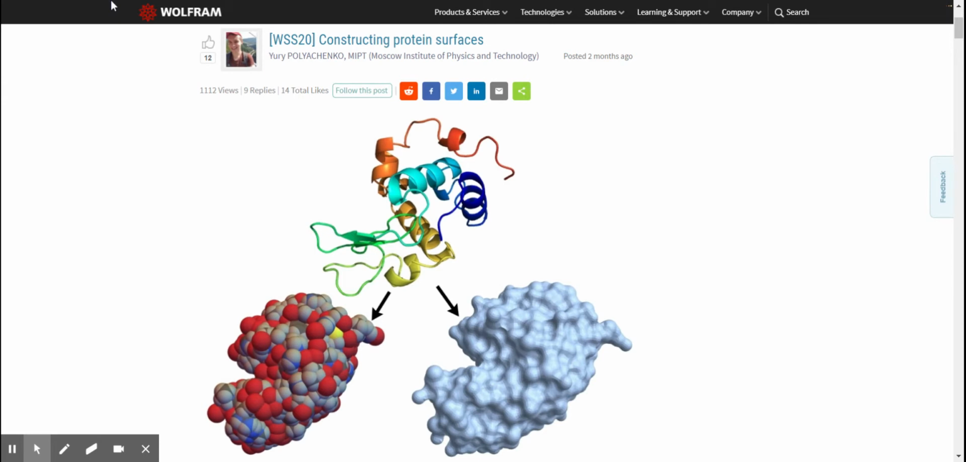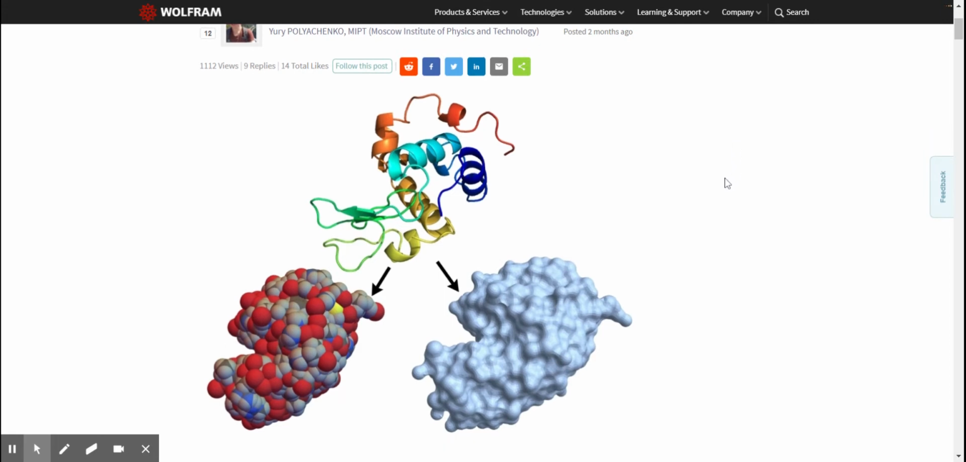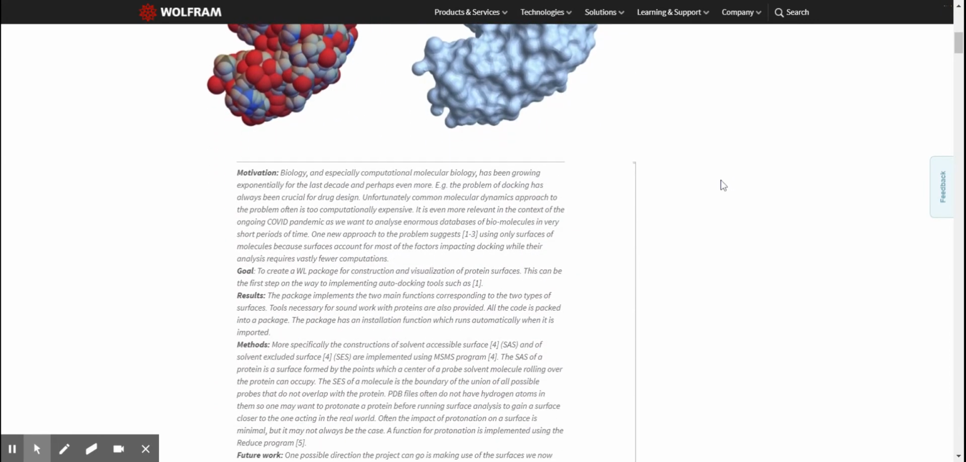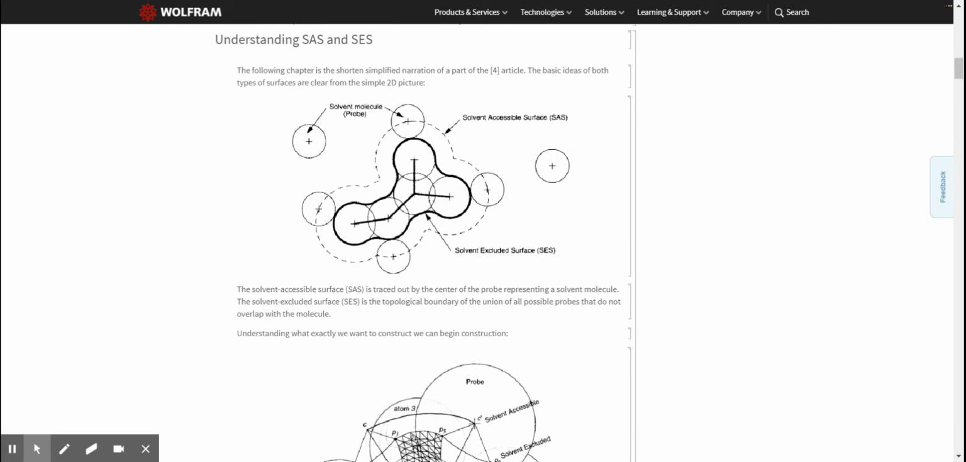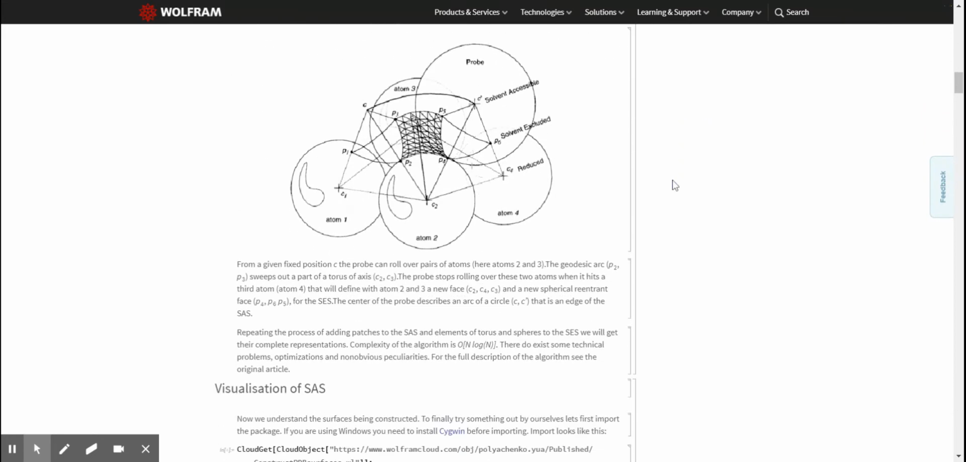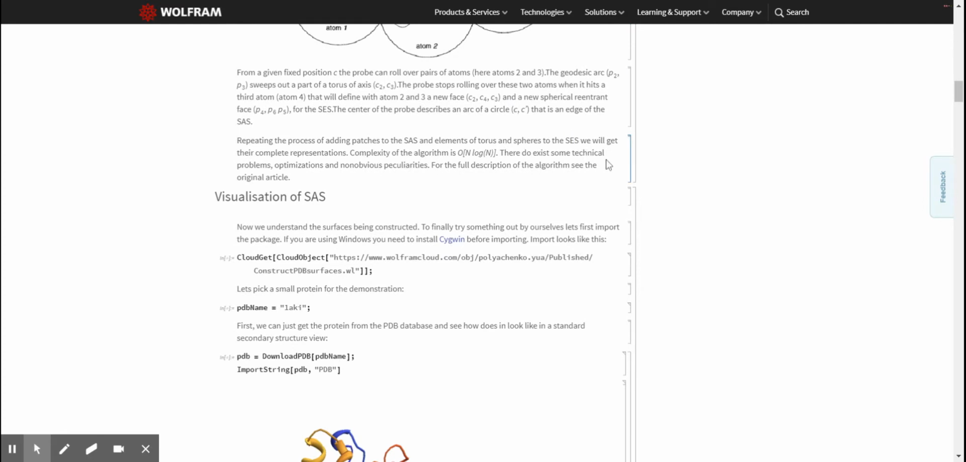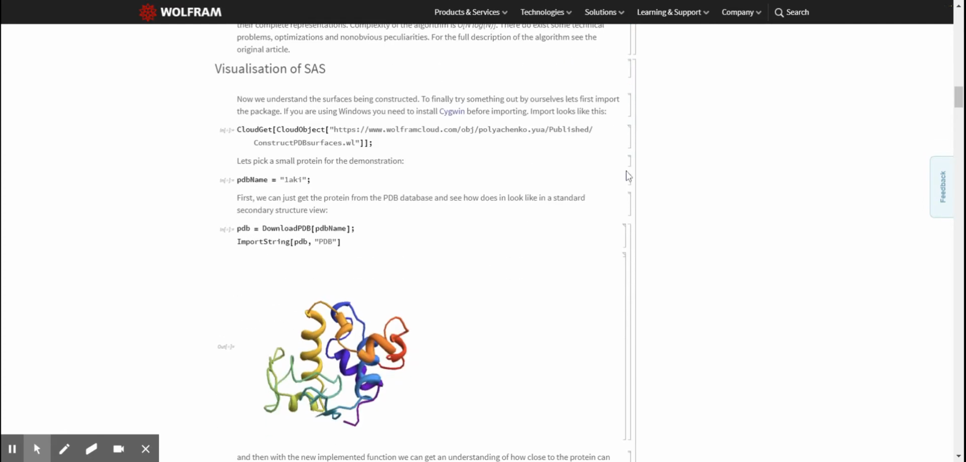So here what you are seeing is a Wolfram Community post, and the link will be in the description. Here is some introductory information about the surfaces I implemented. All articles are cited, so you can go into even more detail. But here's my project, a one-liner import.